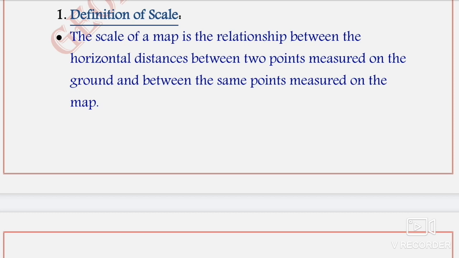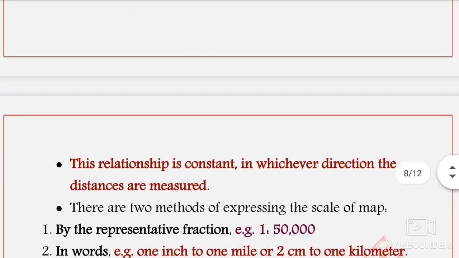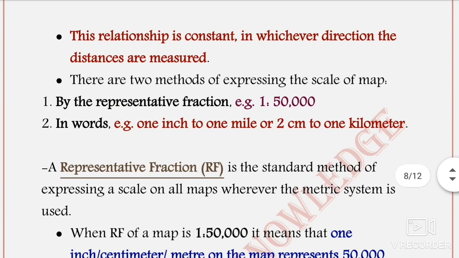So how do we define the scale? Scale is the relationship between the horizontal distance between two points measured on the ground and between the same two points measured on the map. That relationship is constant in whichever direction the distance is measured. The direction is also important, in that the relationship stays constant in whichever direction the distance is measured.